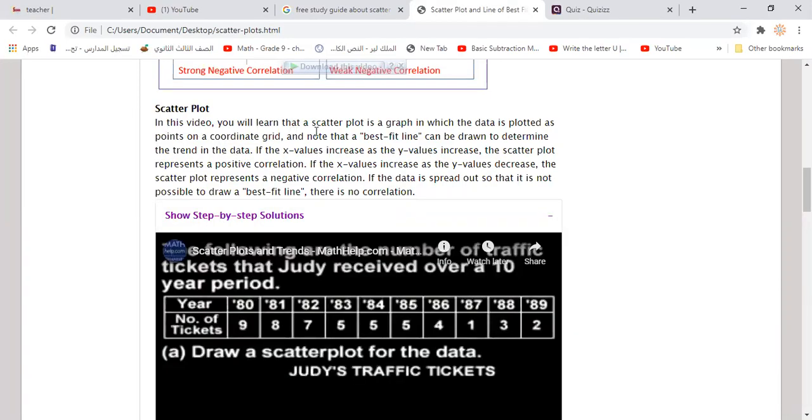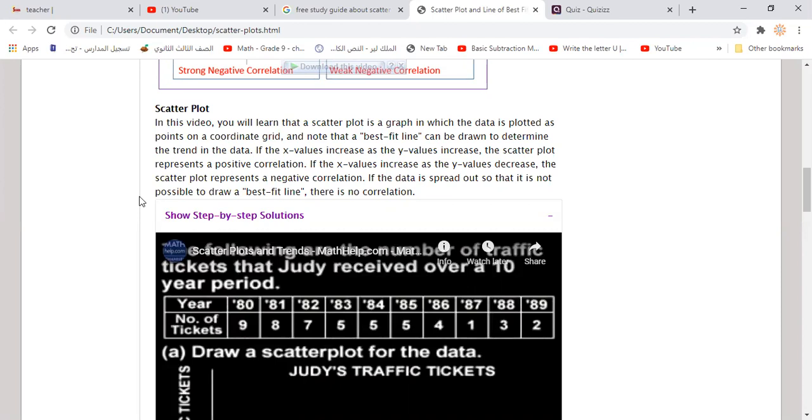We will learn that a scatter plot is a graph in which the data is plotted as points on the coordinate grid. And note that a best fit line can be drawn to determine the trend in the data. If the x values increase as the y values increase, the scatter plot represents a positive correlation.